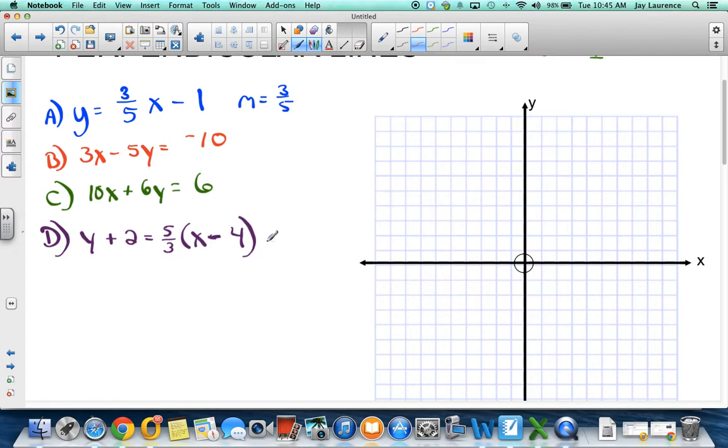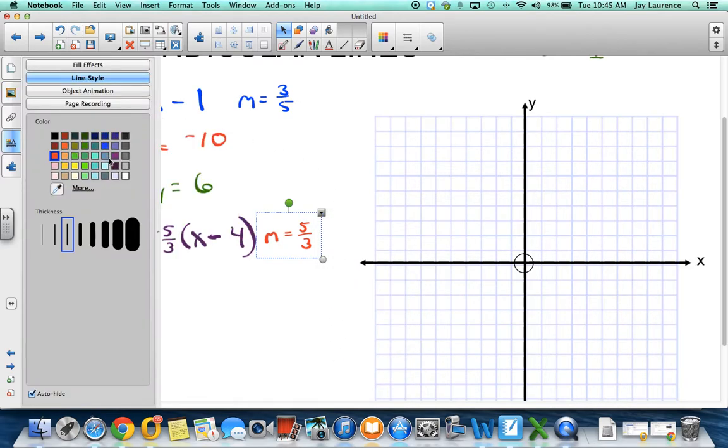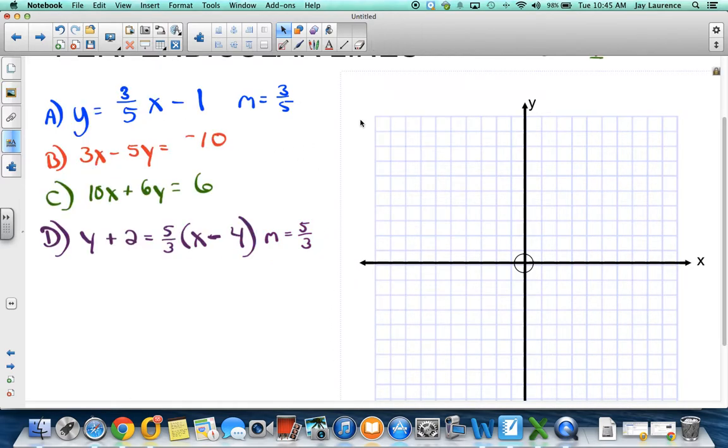Let's do the slope here of 5/3. Oops, I should have made that purple. Excuse me. Abracadabra, I make you purple. There we go. Slope is 5/3. Now these are neither parallel nor perpendicular. They just intersect, right? Because it's not the negative reciprocal. It is the reciprocal, but not the negative.